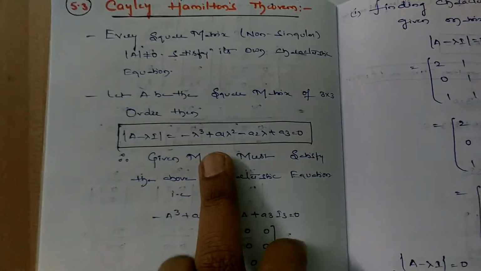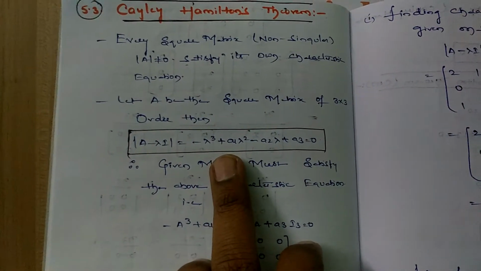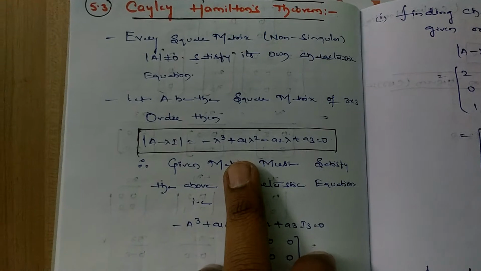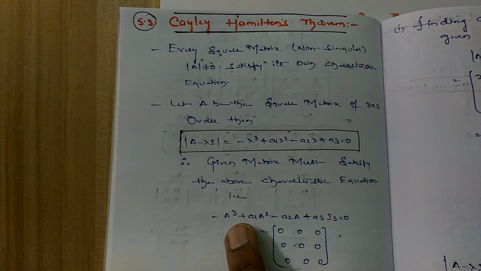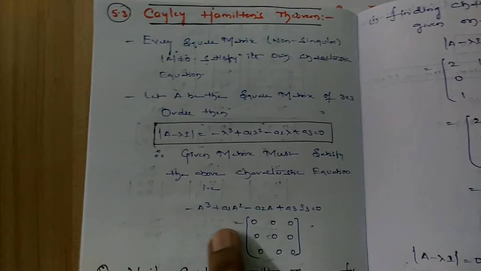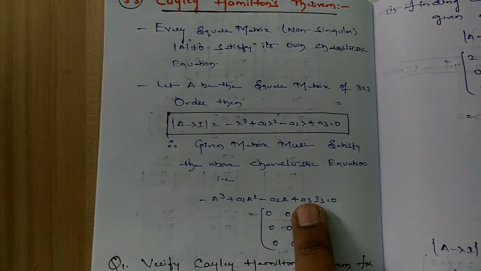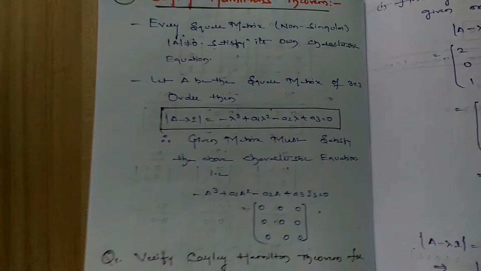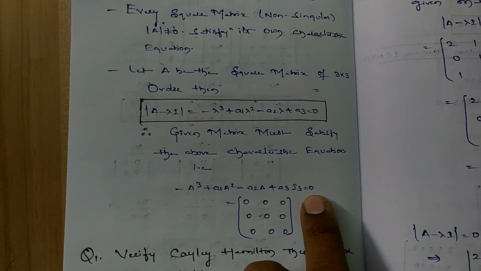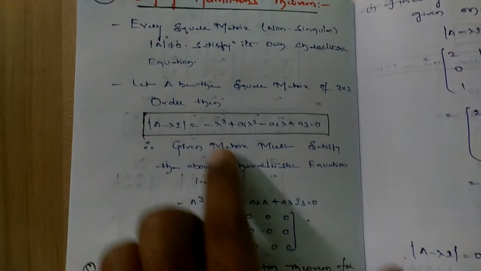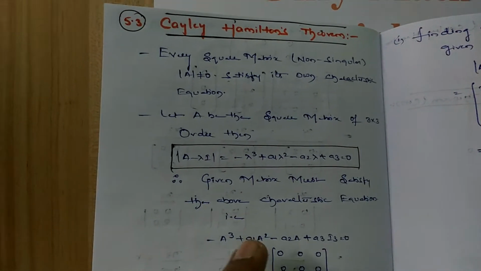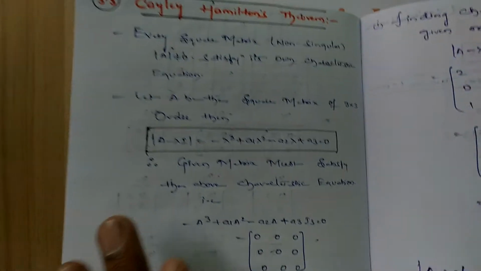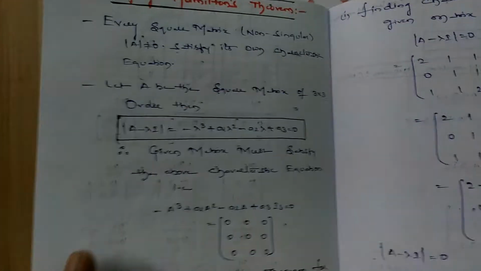Whatever equation we got in terms of lambda, in the same equation we need to replace lambda with A. Then take the LHS value, solve it, and you should get the RHS as 0. Then we can say that the given matrix satisfies the Cayley-Hamilton theorem. We'll see one example, then you can understand.